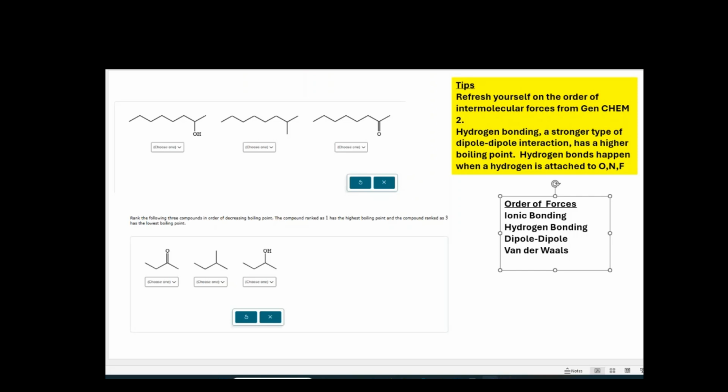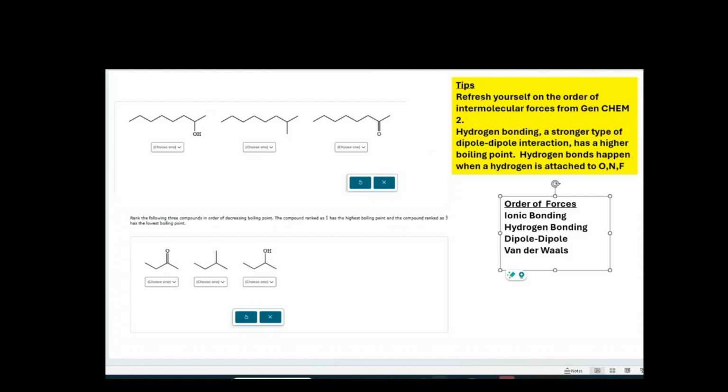Next up, I'm going to show you how to solve the ALEKS problem, ranking the following compounds in order of decrease in boiling point. So what ALEKS is asking us to do is to rank the compounds in order of decrease in boiling points, and the compound ranked 1 has the highest boiling point, and the compound ranked 3 has the lowest. ALEKS is going to show us 3 different compounds for this specific question, and what it wants us to do is to rank.